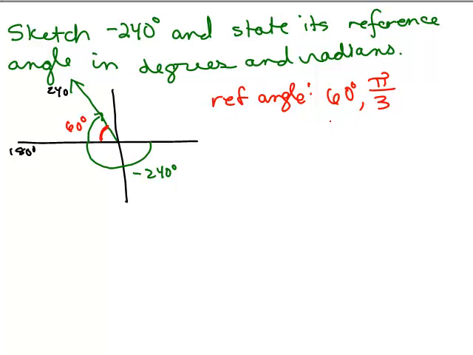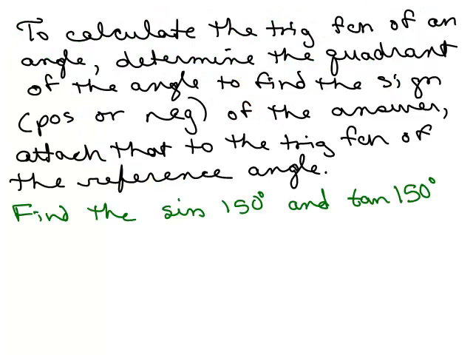If you have trouble going back and forth between degrees and radians, make sure you see my videos on converting back and forth. All right, so now why do people use reference angles? To calculate the trig function of an angle, you can determine the quadrant of the angle to find the sign, in other words, positive or negative, for that function.